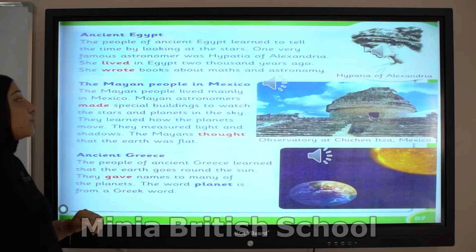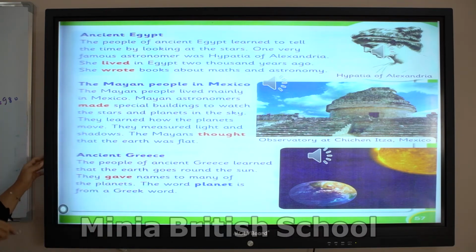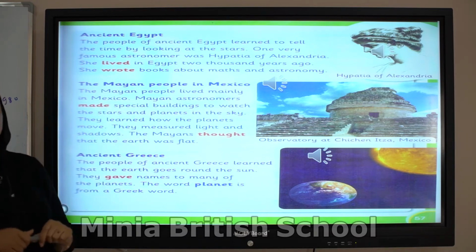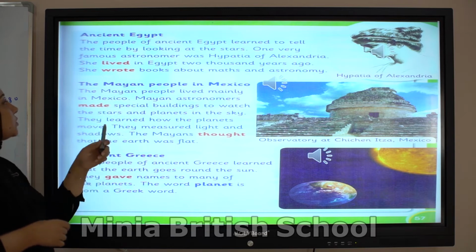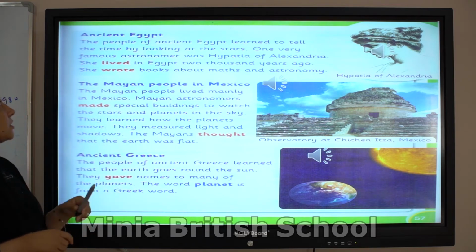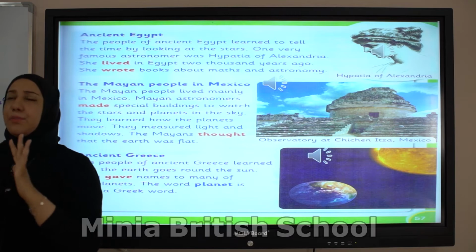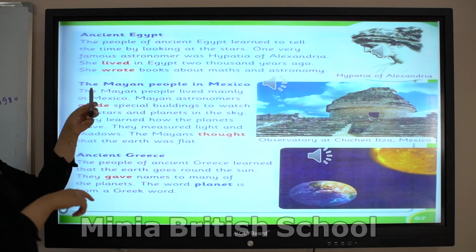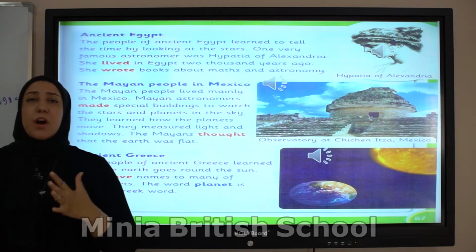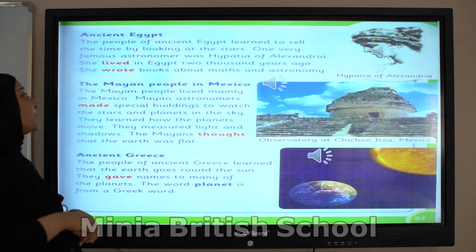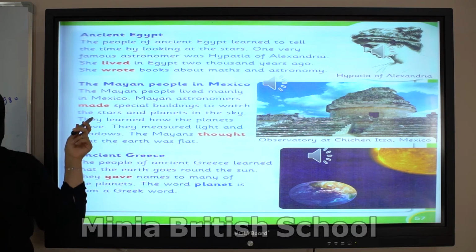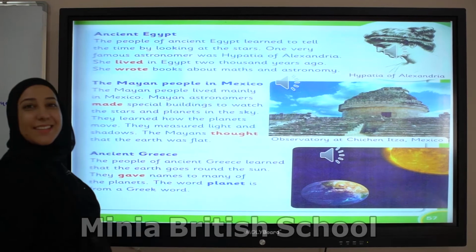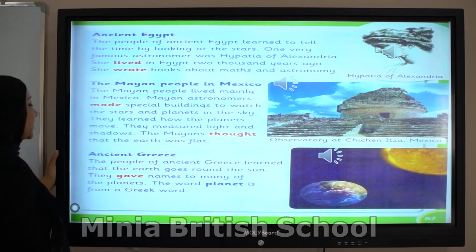Okay, as you can see here, we have some verbs in red colors. Lived, wrote, made, and thought. Can you tell me what is the present of lived? Excellent, it's live. Okay, what about wrote? It's the past of what? Excellent, right. And made. Clap for yourselves. Make. What about thought? Excellent, think.